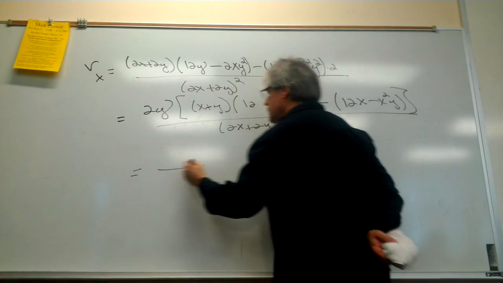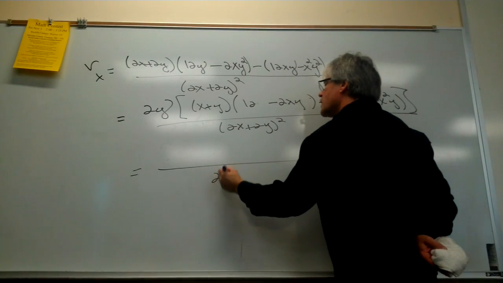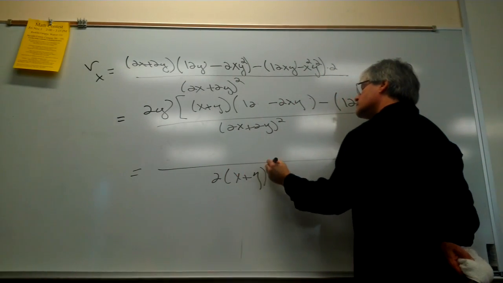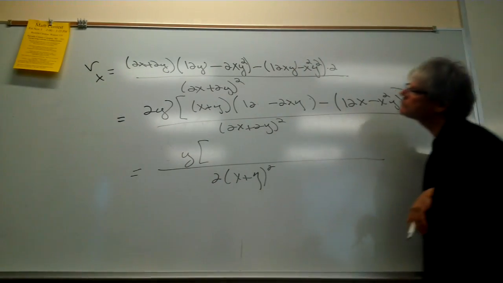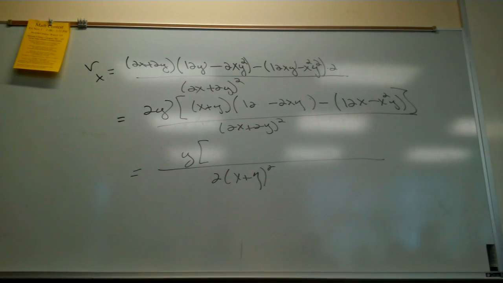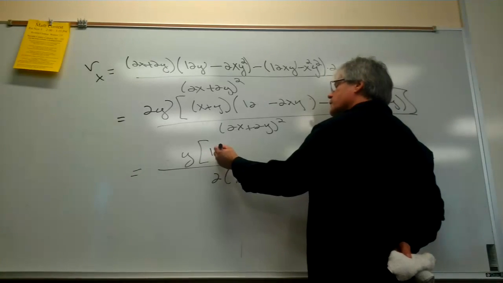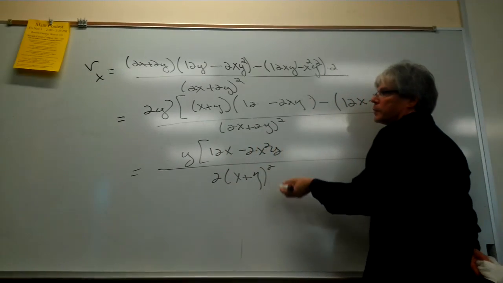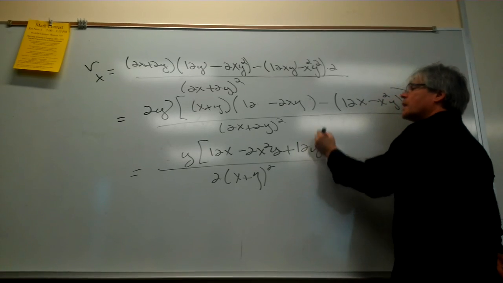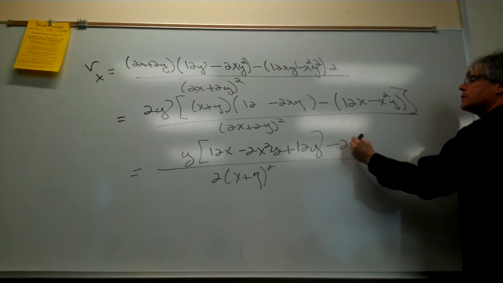And that's going to leave me downstairs with a 2 times x plus y squared times my y times the stuff. Sorry, you guys, I have no idea what the stuff is. I got to crank it out. Does that give me the first times the first, plus the outside times the outside, plus the inside times the inside, plus the last times the last?